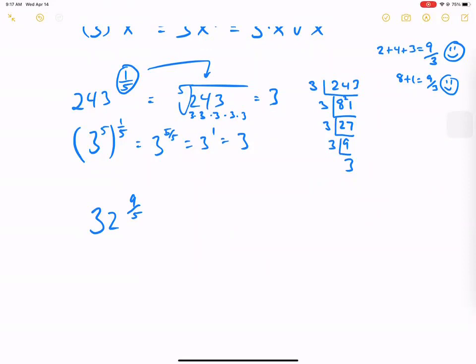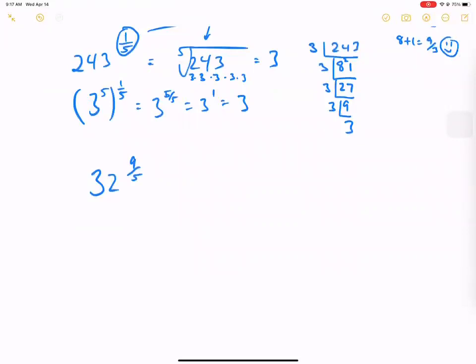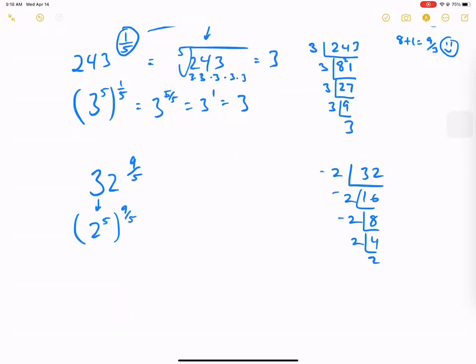Let's do one way: let's convert the 32 to a bunch of 2's. 32 is really 2 times 16, 2 times 8, 2 times 4, and 2 times 2. And you see this is 1, 2, 3, 4, 5. This is 2 to the 5th, to the exponent of 9 over 5. Is everyone okay with how I got 32 is 2 to the 5th? 1, 2, 3, 4, 5. 32 is really 5 2's.